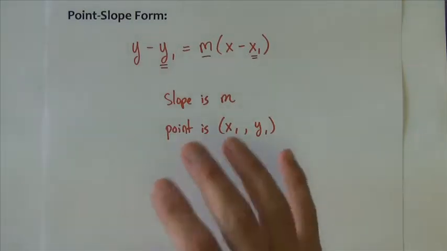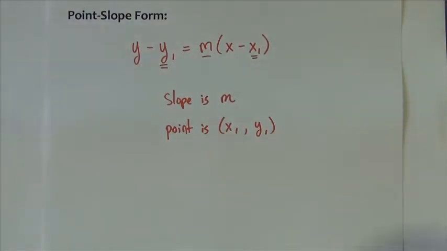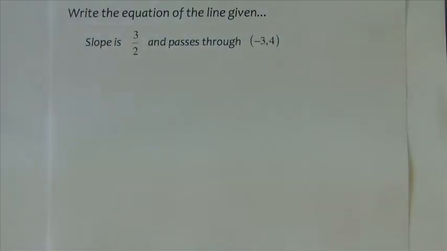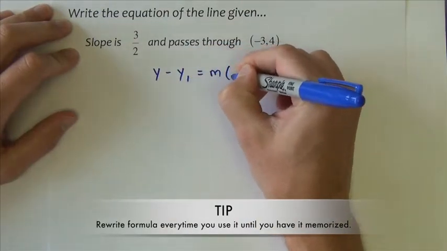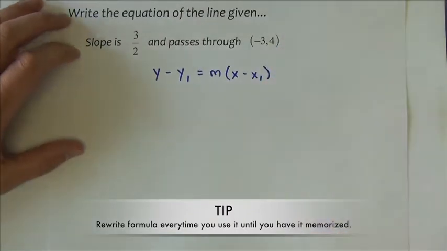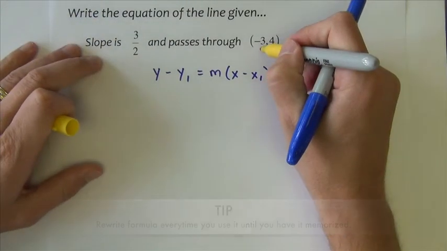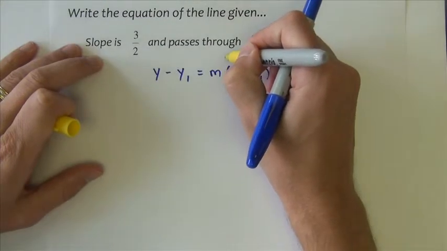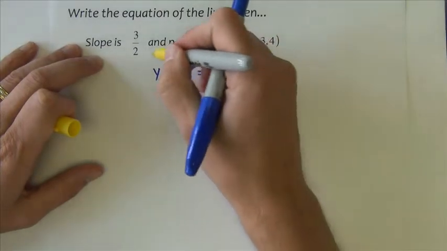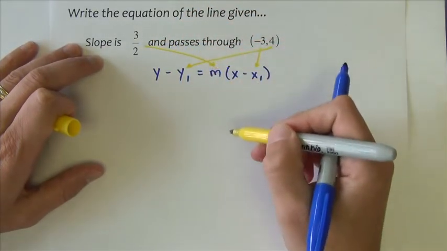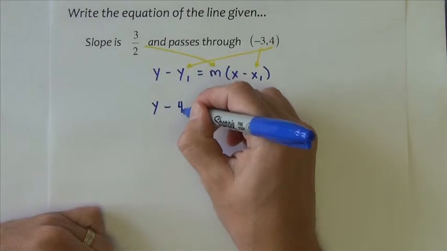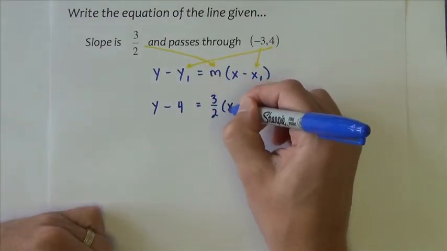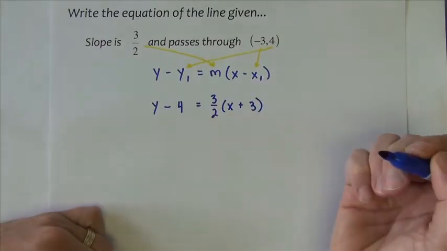Alright, let's do some example problems using point-slope form of a line. Directions say to write the equation of the line given that the slope is 3/2 and it passes through the point (-3, 4). So let's write point-slope. The x value of the point goes here, y value goes there, the slope 3/2 goes here. So let's plug those in. It's going to be y minus 4 equals 3/2 times the quantity x minus -3. Change that to plus 3.